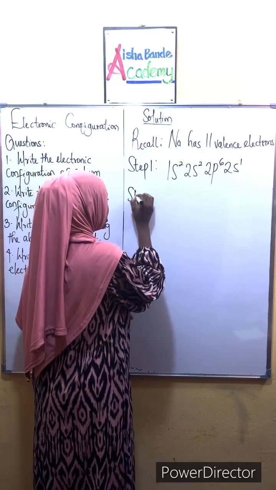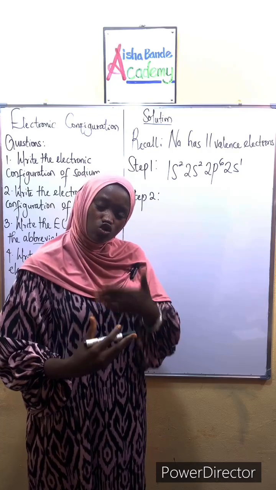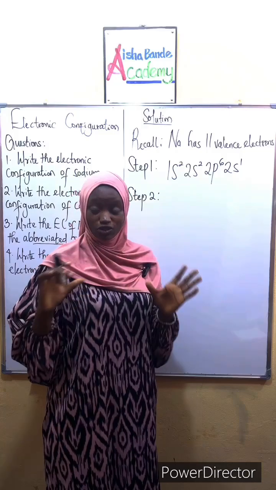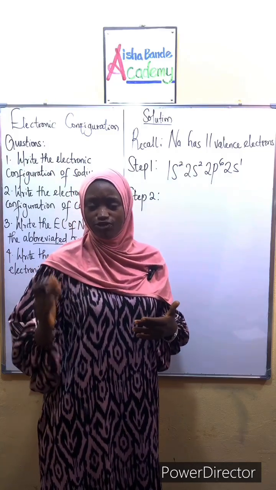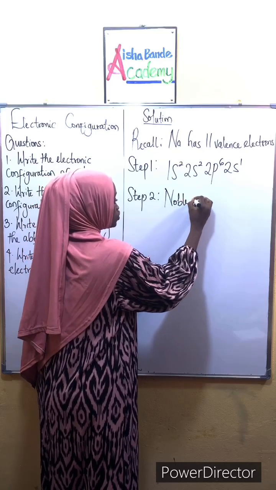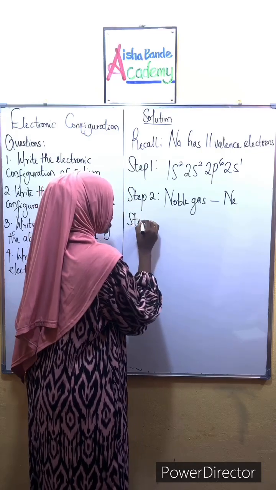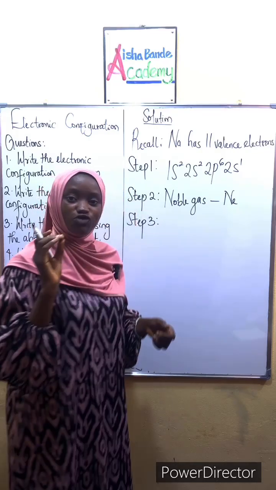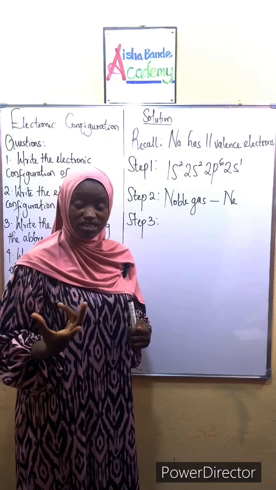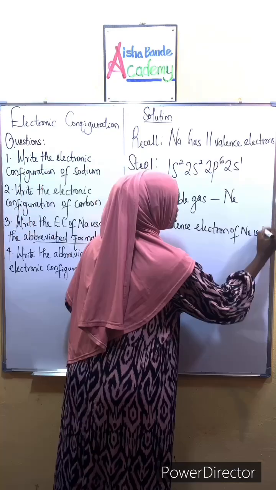So this is step one. Now, moving on to the next step, step two. Now we need to find out which is the nearest noble gas before sodium. And if you look at the periodic table, as shown on the screen, the nearest noble gas before sodium is neon. Since we've identified the noble gas before sodium, which is neon, the next step, which is step three, is for us to write the electronic configuration of neon. But before we write that, we need to know what's the valence electron of neon, right? Neon has a valence electron of 10.